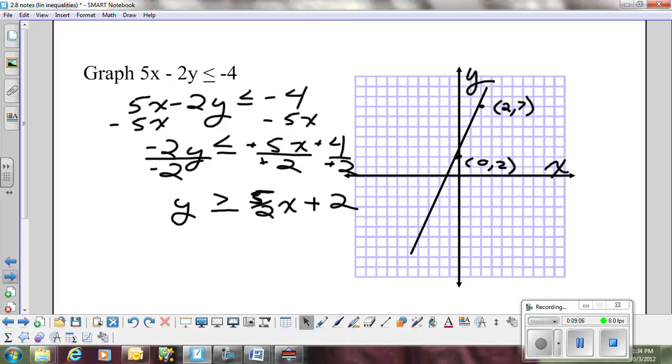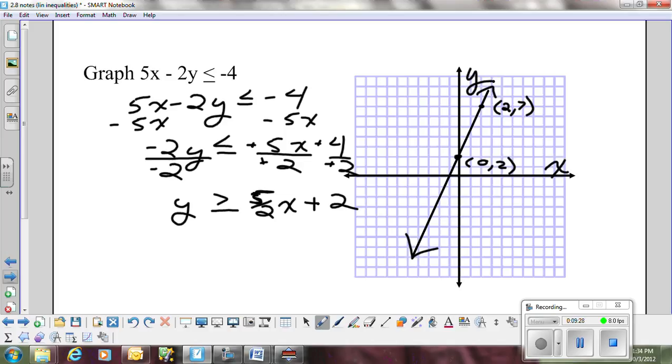Now I have a solid line this time. How come? Because there's an equal to involved there. So as long as there's a less than or equal to, then you will have a solid line. If there's no equal sign, it's going to be a dotted line.